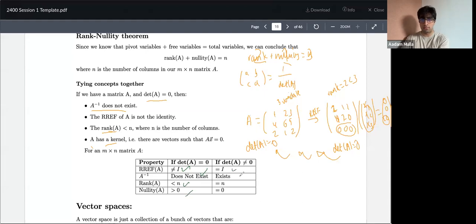And then these are basically the opposite. When the determinant is not equal to 0, the rank is exactly the number of columns, which means that we row reduce to the identity. We row reduce to something that looks like this. And in this case, the rank is exactly 3. The number of columns is 3. So the nullity is going to be 0, which means no kernel.